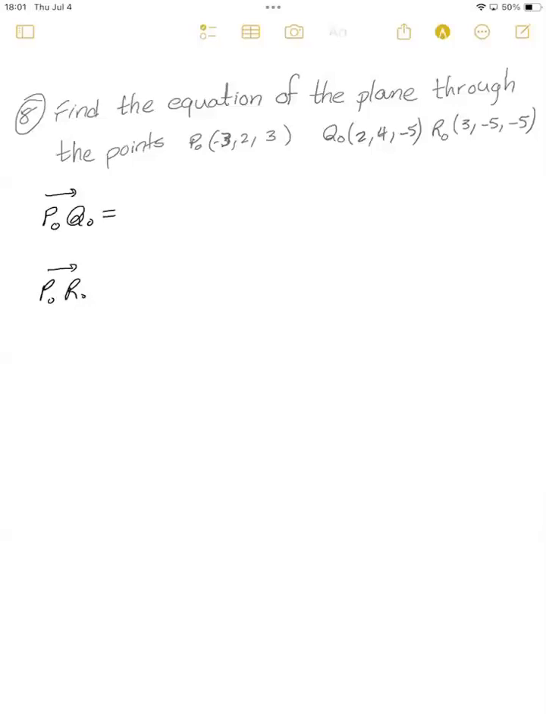So how do I create P naught Q naught from 2 points? I just go 2 minus negative 3, so negative negative makes it positive, 2 plus 3 is 5i. Then I go 4 minus 2, 4 take away 2 is 2, plus 2j. Negative 5, I'm sorry, minus negative 3, gives me negative 8k. So that's one vector. I create another vector here, P naught R naught. So then I do the same thing.